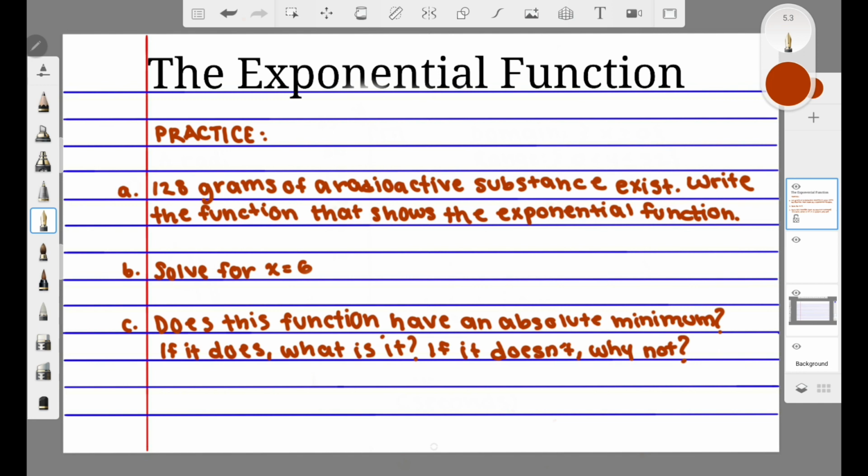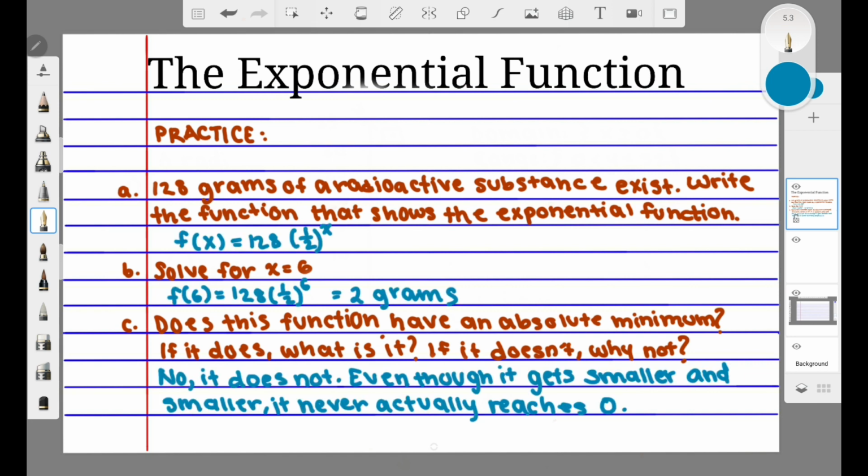So for your practice, you just have 3 separate problems all relating to the scenario that is shown in the very first problem. Pause the video now and complete the practice. Alright, so the answers are now on the screen and let's go over them.